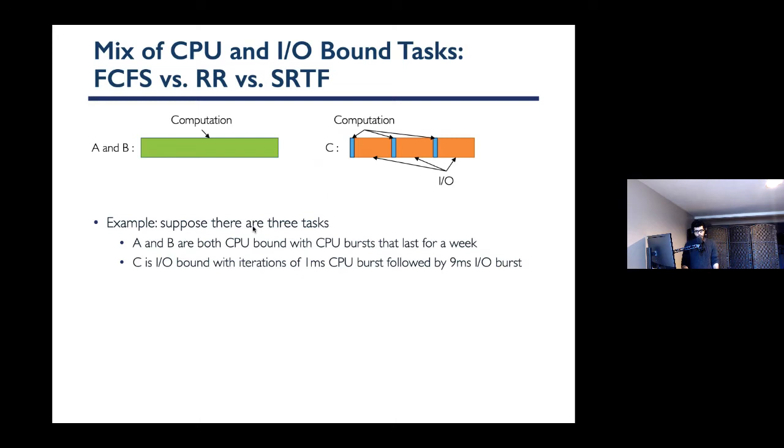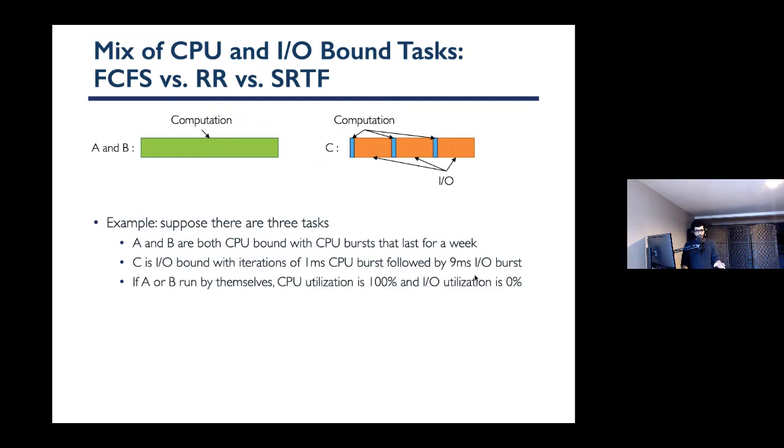And then task C has a repeating behavior. It does some CPU computation, and then it does some I/O. That sum is basically 10 milliseconds. So C does 1 millisecond of CPU burst, followed by a 9 millisecond I/O burst, and then repeats this behavior. Now let's check what happens under each one of these scheduling policies.